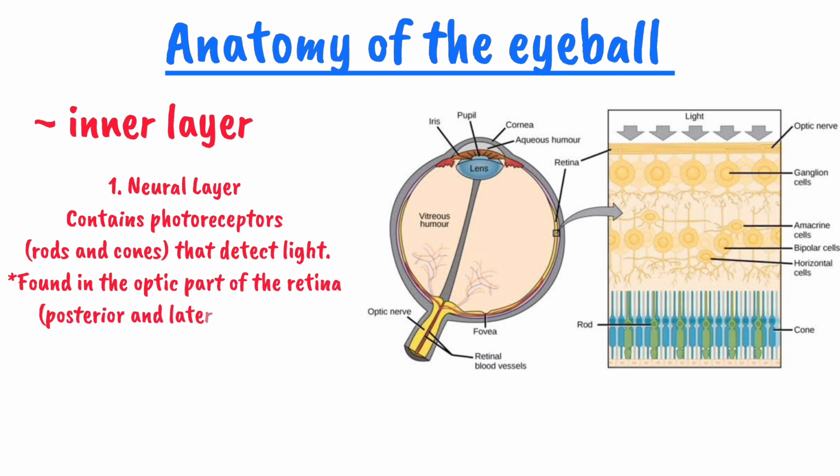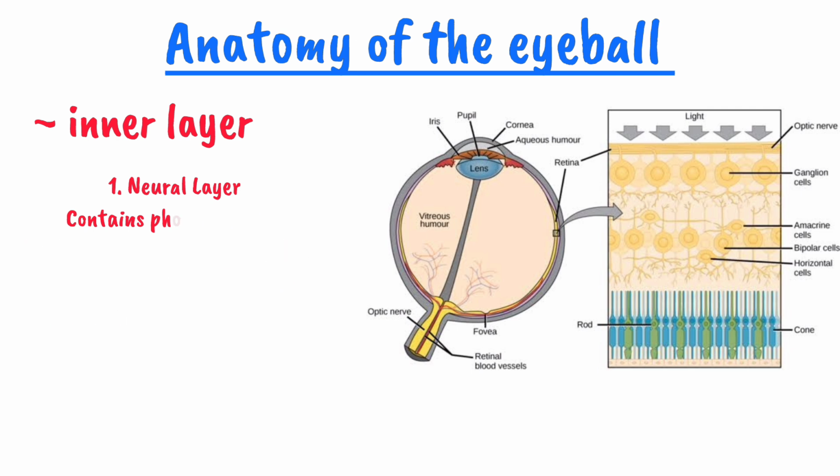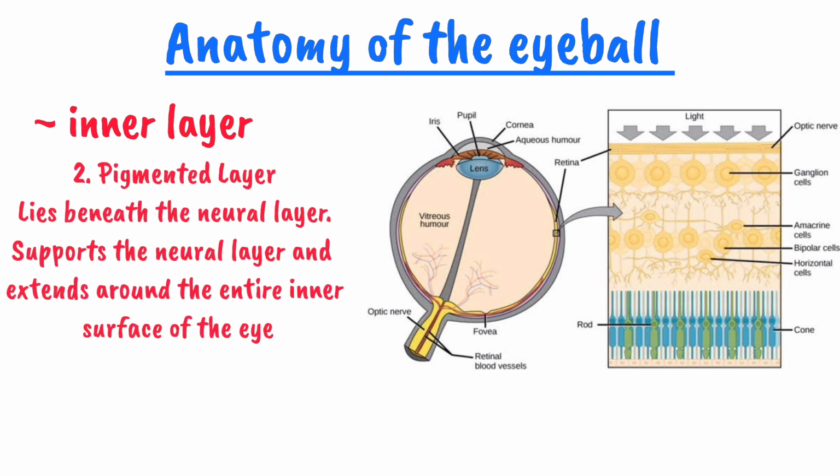The neural layer contains photoreceptor cells, which are the rods and the cones, responsible for detecting light and color. The rods function in low light, while the cones are specialized for high color vision in bright conditions. Then we have the pigmented layer. Underlying the neural layer, the pigmented layer is attached to the choroid and provides support for the photoreceptors.